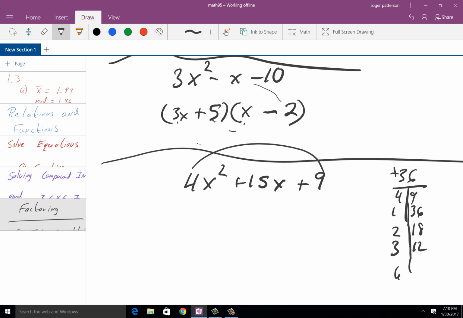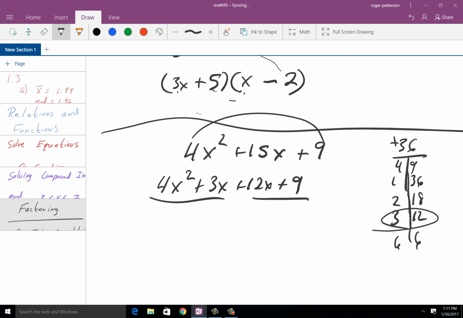There's also a way to do it on your calculator. It's pretty slick too. Okay, which ones work? 3 and 12. 3 and 12 is the winner. What do we write? Doesn't matter. You can do plus 3 plus 12. Doesn't matter. So I'm going to go 4x squared, right? Yep. Plus 3x, plus 12x, plus 9.